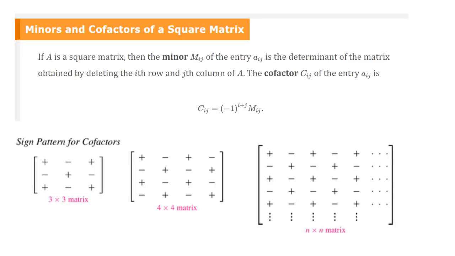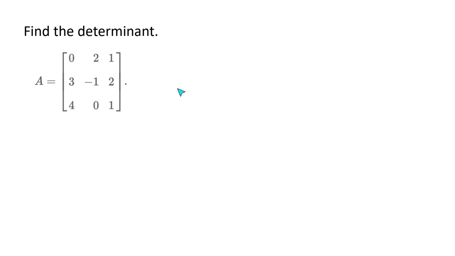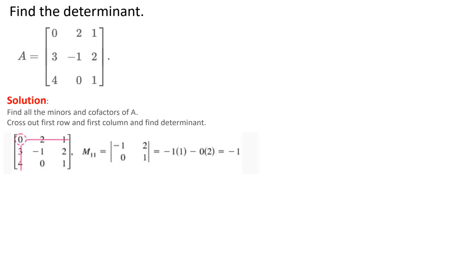But what if it's something bigger than a 2 by 2? So if it's bigger than a 2 by 2, then we're going to need to do the following method. I'll come back to the cofactors here. Okay, so if we want to find the determinant of a 3 by 3, then this is how we would work it out. So first, we're going to find what we call the minors.